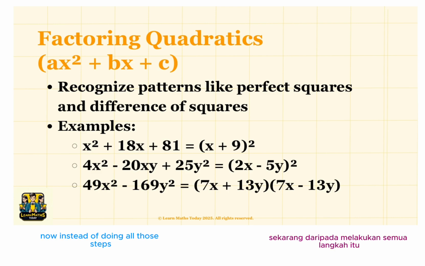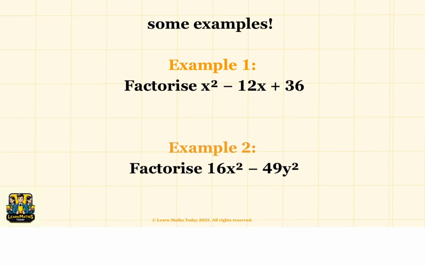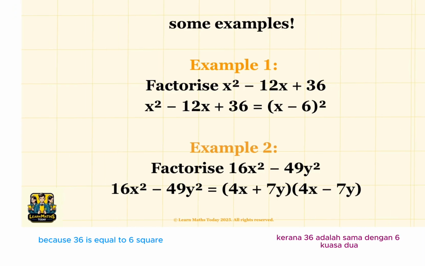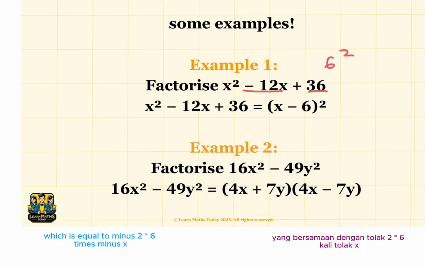Now, instead of doing all those steps, you can often spot special patterns. Some examples are given in the slide. Let's take a look at some examples and practice identifying patterns. The first expression, x squared minus 12x plus 36, looks like a perfect square because 36 is equal to 6 squared. And the middle term is minus 12x, which is equal to minus 2 times 6 times minus x.